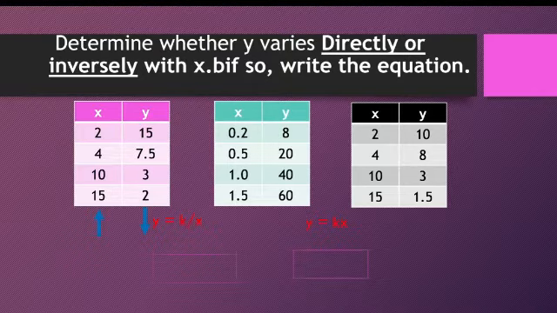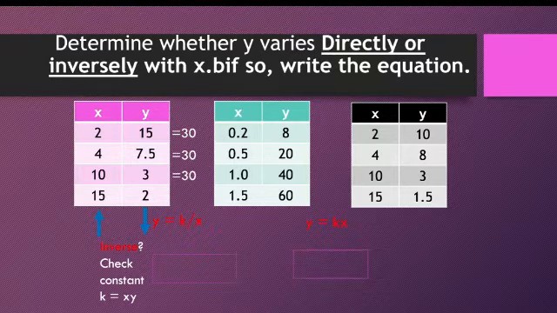So let's investigate if they have a constant product. Okay, so 2 times 15 is 30. 4 times 7.5 is 30 also. 10 times 3 is 30. 15 times 2 is also 30. So therefore, this is an inverse variation since they have a common product.